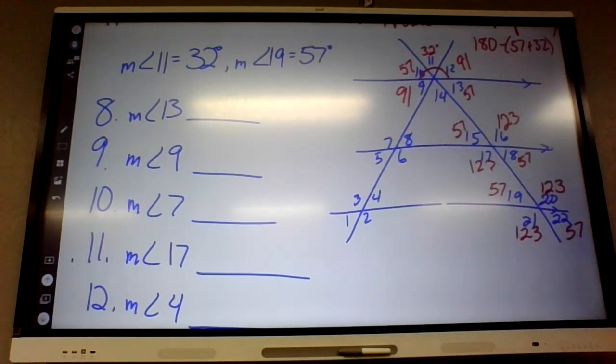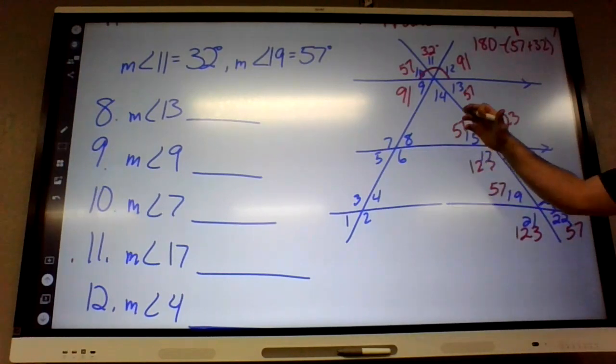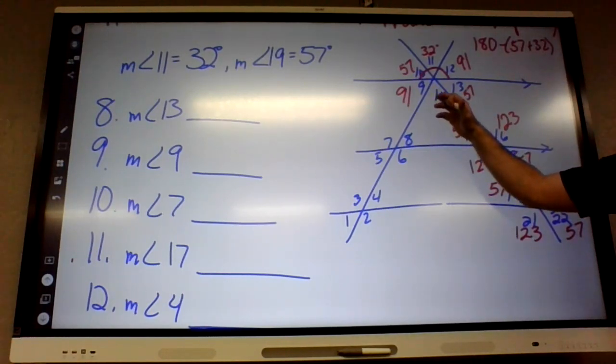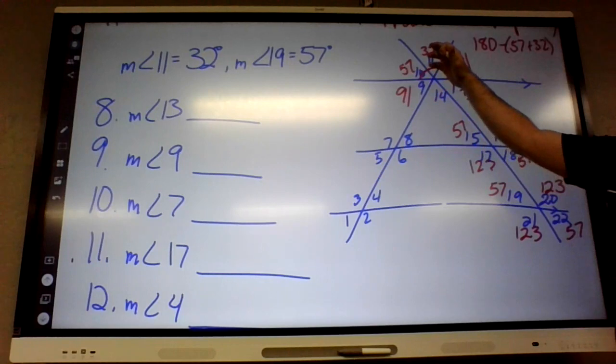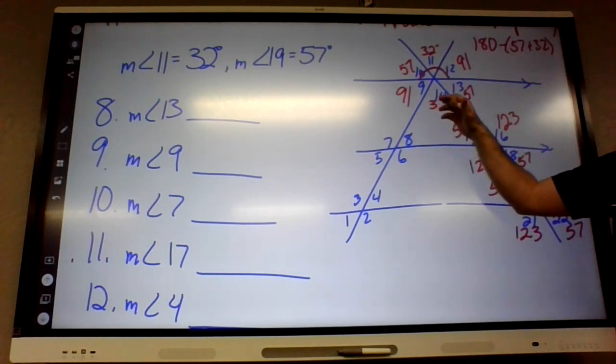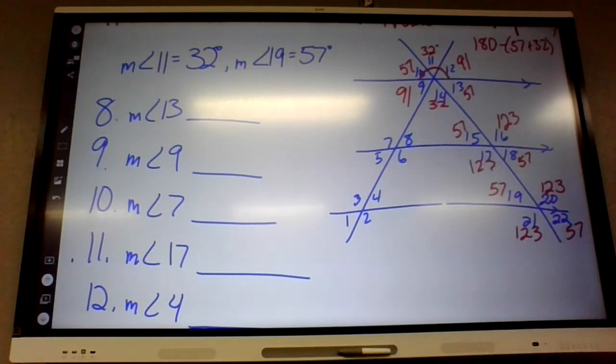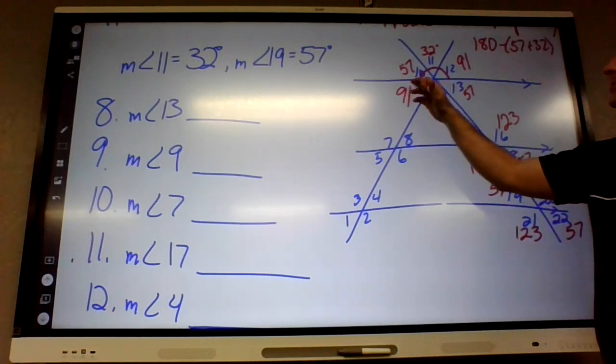Guys, if you forget about 14. What about 14? Let's see here. 32 degrees. Yes, because they're vertical angles. He knew that. Okay, my 91 doesn't quite look like the picture, but it's okay.